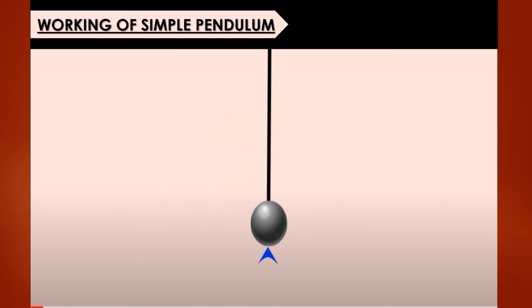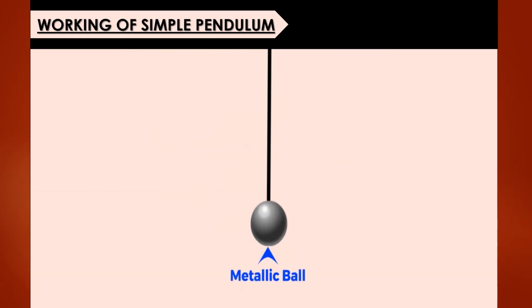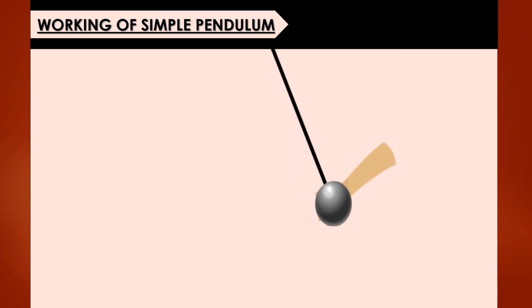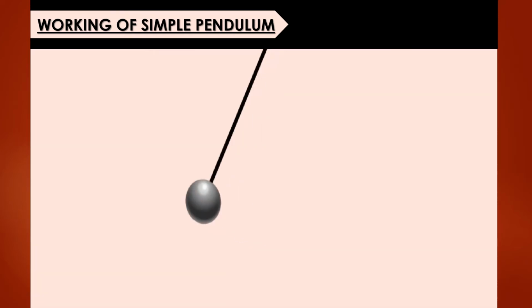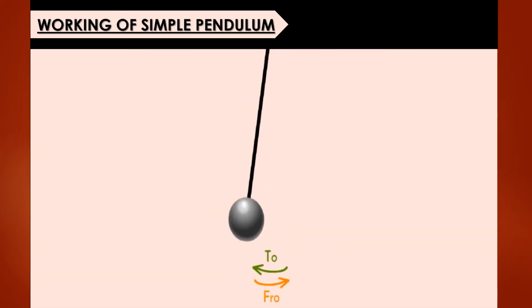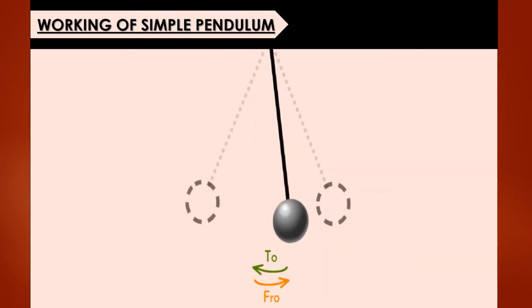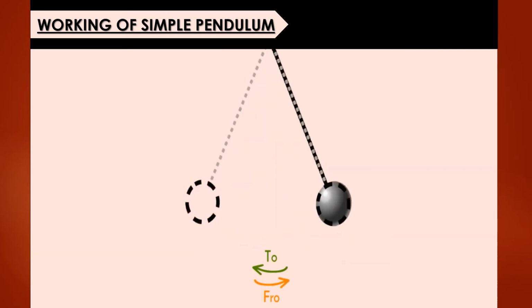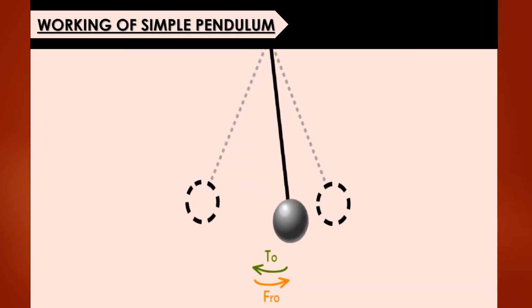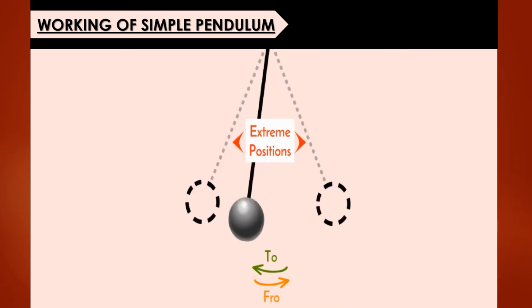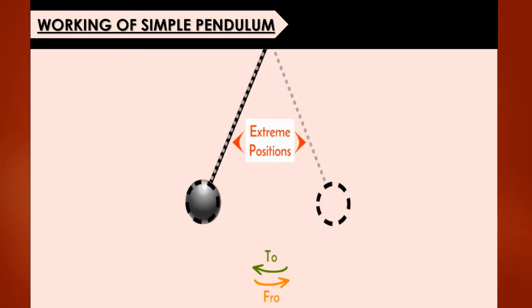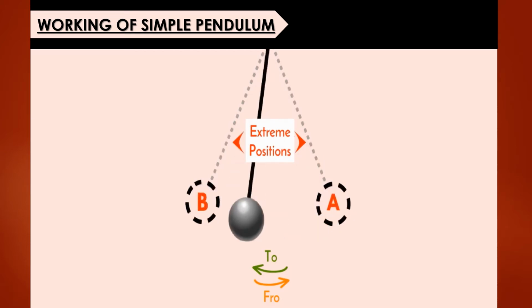A simple pendulum basically consists of a small metallic ball or a piece of stone tied to a thread of 1 meter length and suspended freely from a non-moving stand. The metallic ball is called the bob. When the bob is taken to one side and released, it starts moving to and fro. During the motion, there are two positions where the bob stops and changes its direction. These positions are called extreme positions of the pendulum. Let's denote them by A and B.